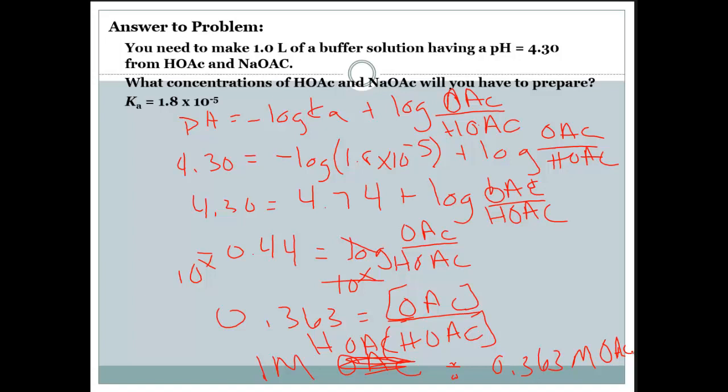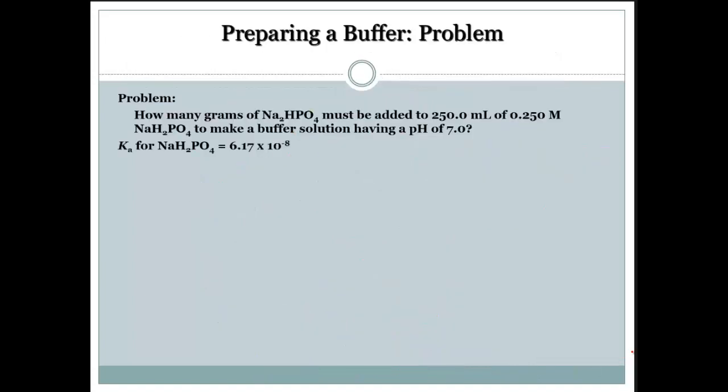Alright, let's do another one. This will be our last one. How many grams of sodium hydrogen phosphate must be added to 250 milliliters of 0.25 molar sodium H2PO4 to make the buffer a 7.0 pH?